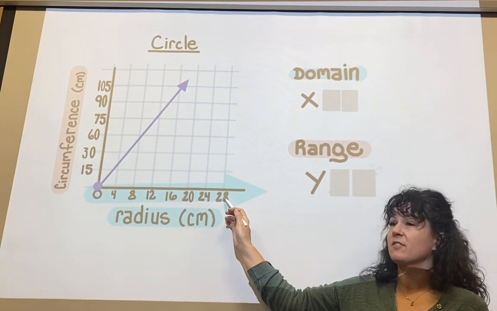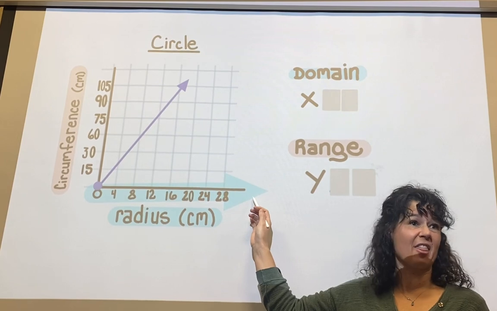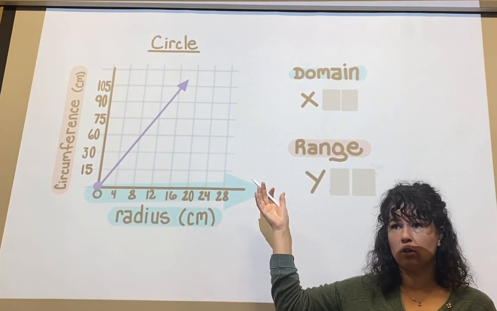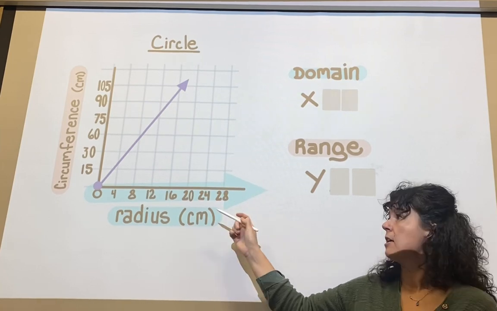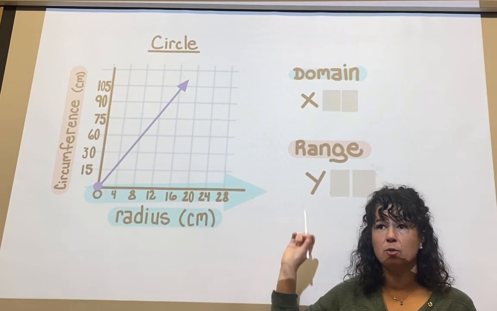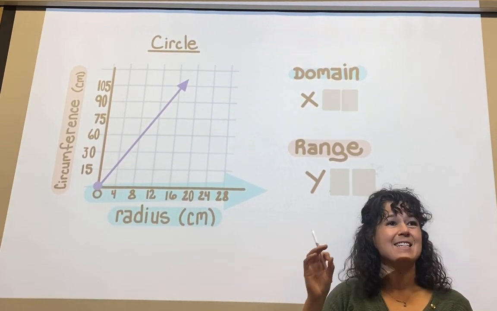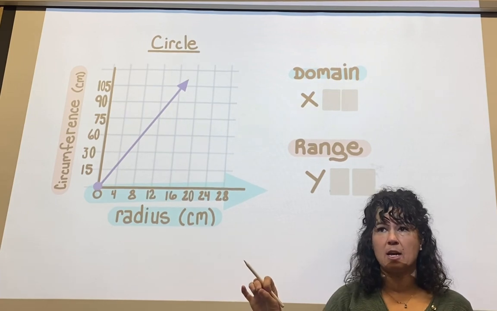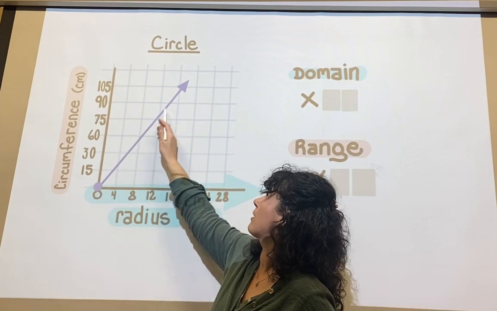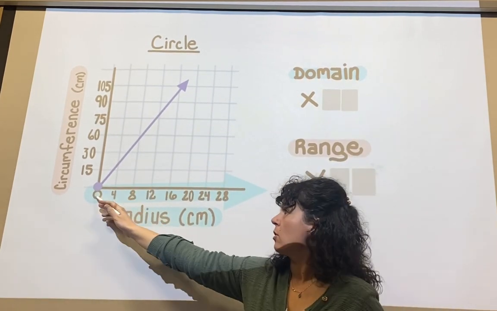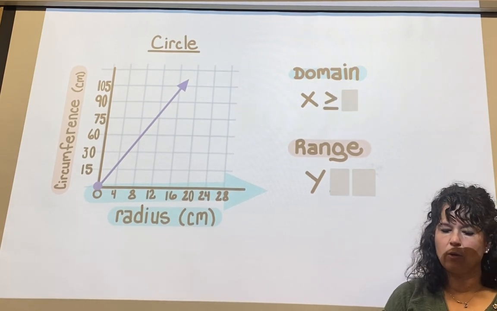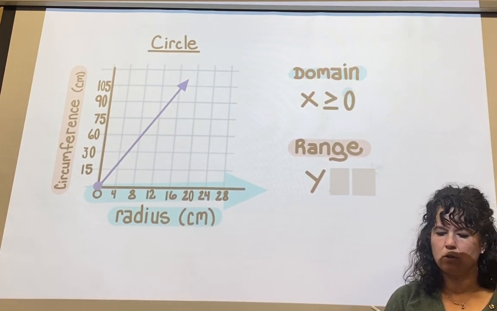I could have a radius of 28. I could have a radius of 1,000. I could have a radius of 1,000,000, right? You can make a circle with as large a radius as you want. So our radius is going to be bigger than or equal to 0. X isn't stuck between two numbers this time. It's just 0 and larger. See how it goes? This graph goes forever to the right. So our domain goes forever to the right, and our x's are going to be greater than or equal to 0.